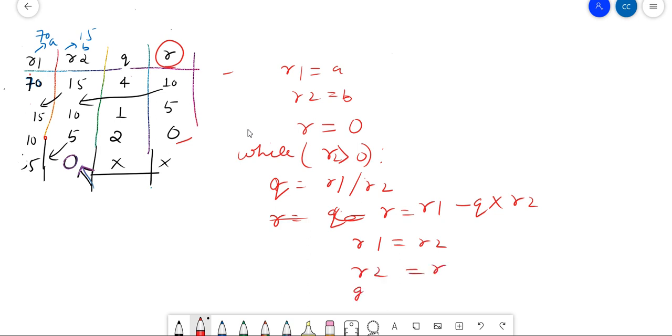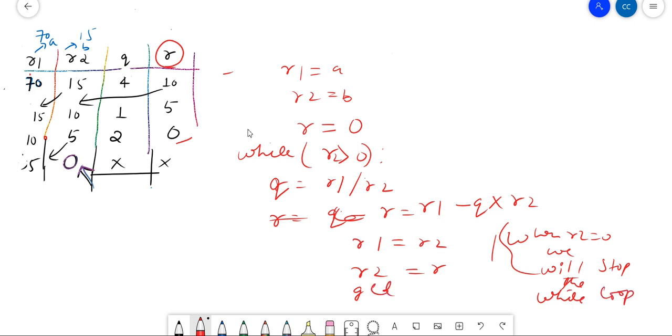Now finally, when r2 becomes 0, we will stop the while loop. Right. Now GCD equals r1, because ultimately at the last point we need to consider this value, and we will finally print the GCD of A and B, right?